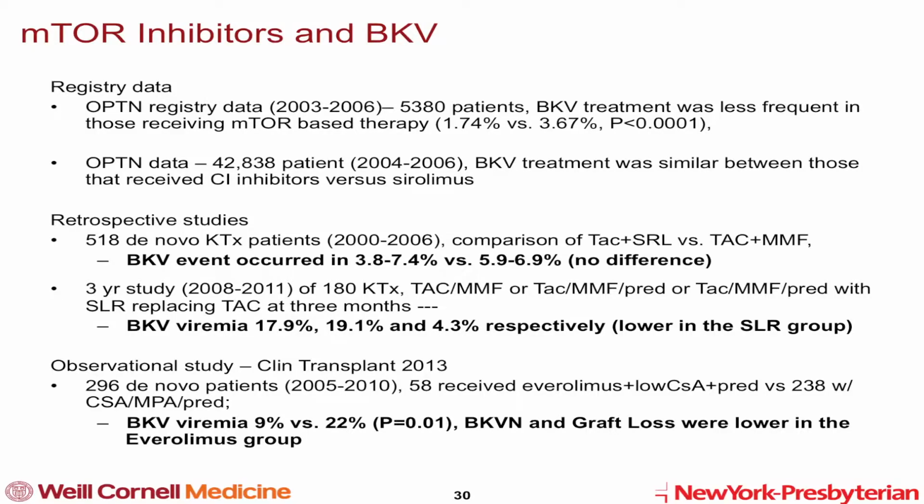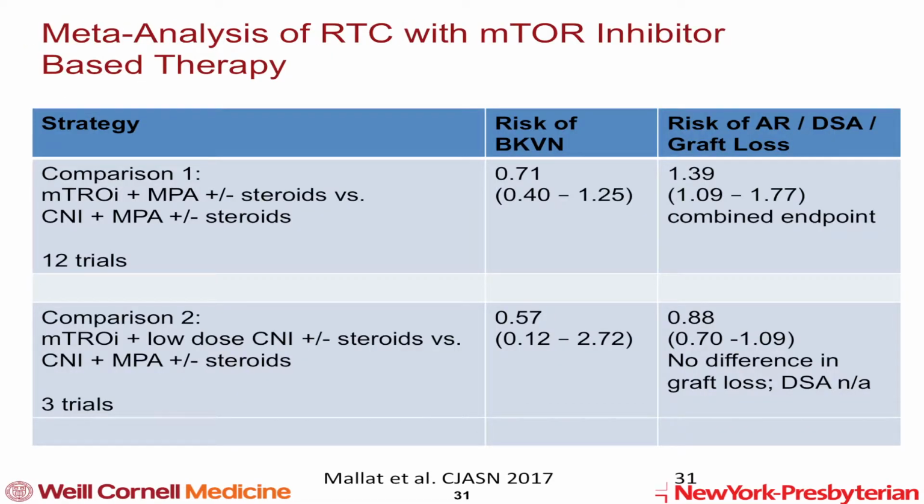The observational study was 296 de novo patients. 58 received everolimus, cyclosporin, and prednisone versus the rest who received cyclosporin, CellCept, and prednisone. And there was a trend toward benefit in terms of BK viremia being 9% versus 22%. There was also a trend towards lower incidence of graft loss in the everolimus group. So there may be a signal there, but there's not a randomized controlled trial that definitively tells us which way we should go. There are 2 meta-analyses that also looked at mTOR inhibition-based therapy.